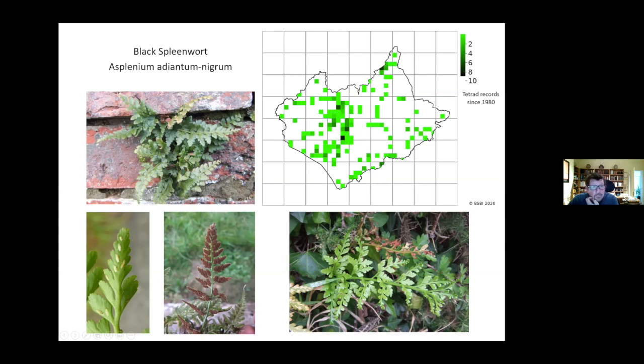It has at the base of this main rachis, it's black, where it gets its name from. I didn't have a review photograph of that, but here it's very, very black, which distinguishes it from the green spleenwort, which is green all the way up. So this base is very, very black.